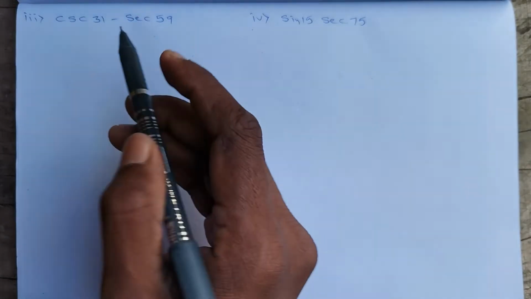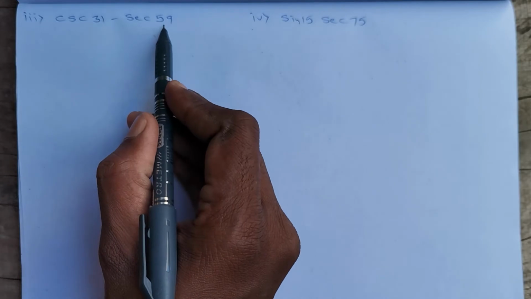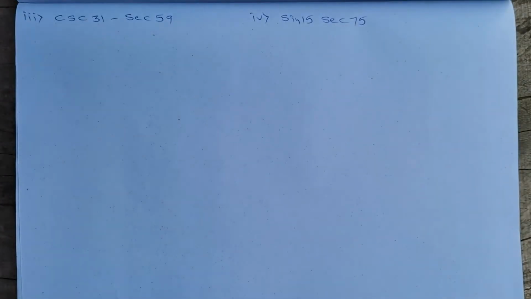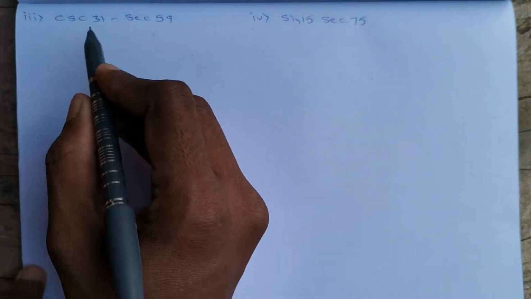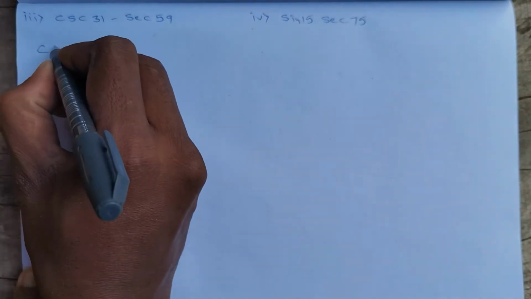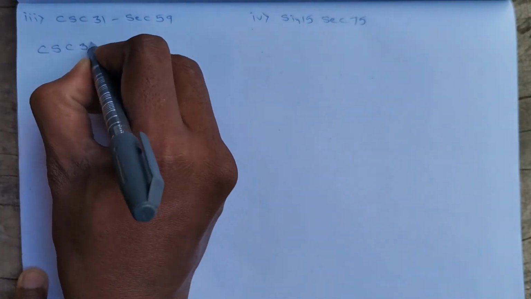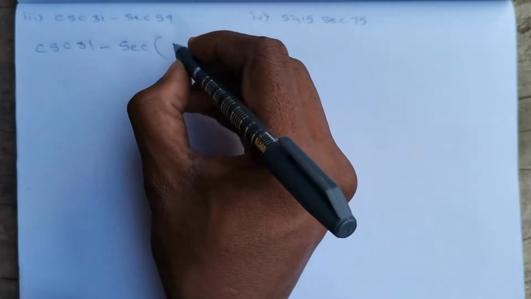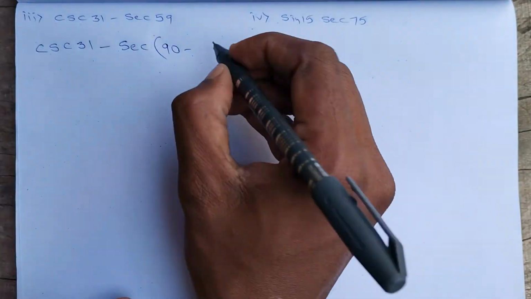Here also same. First add the angles, 31 plus 59 is 90 degrees. So we can apply that logic. Now here also, out of the two terms we have, we need to change only one. In this, the first one I am not changing. I will try to change the second term. So first term as it is, cosecant 31, minus. Now I am willing to change the second term. So secant of 59 can be written as 90 minus, here the angle is 31. So secant of 90 minus 31.